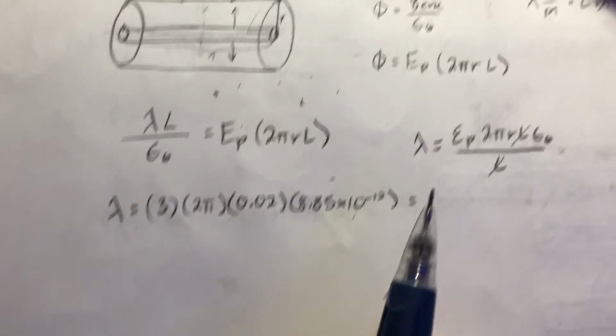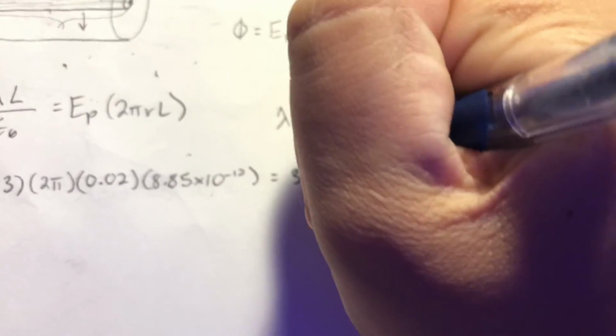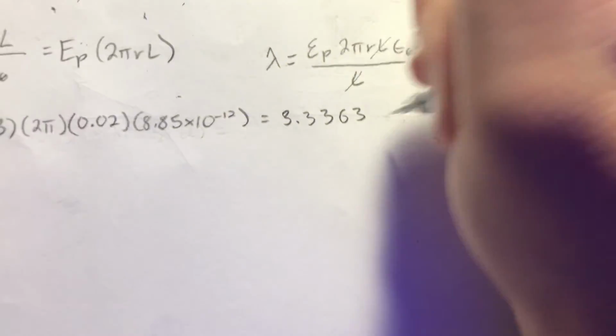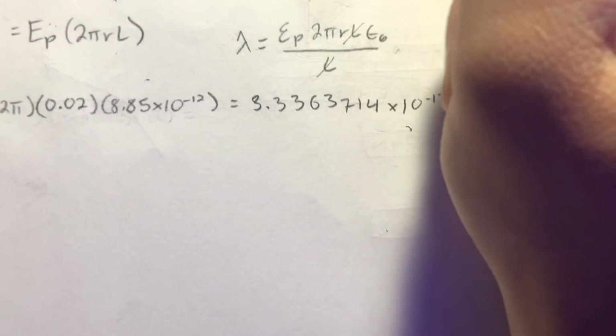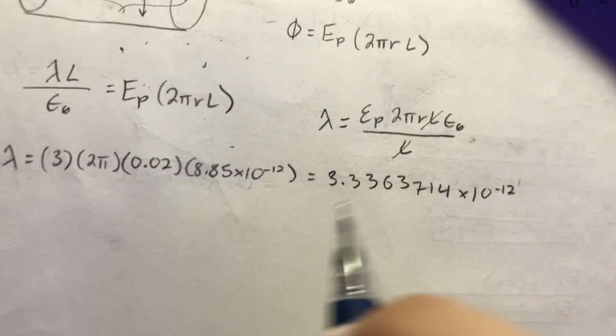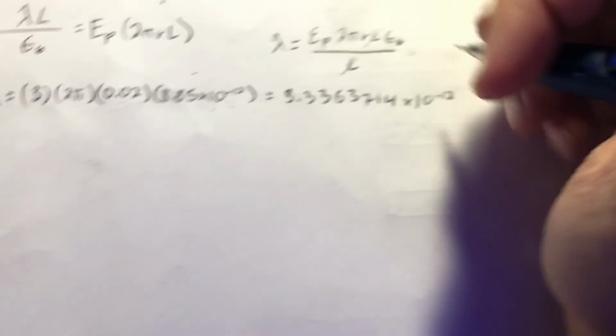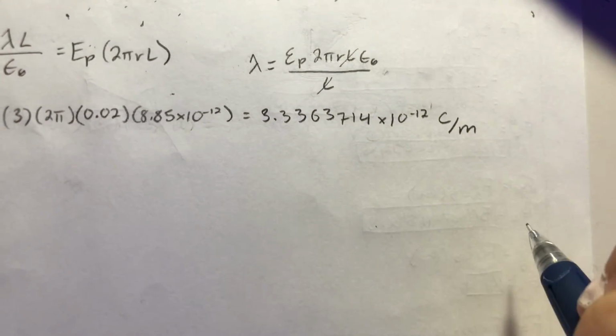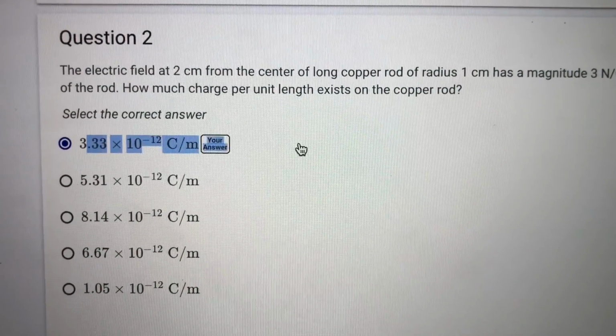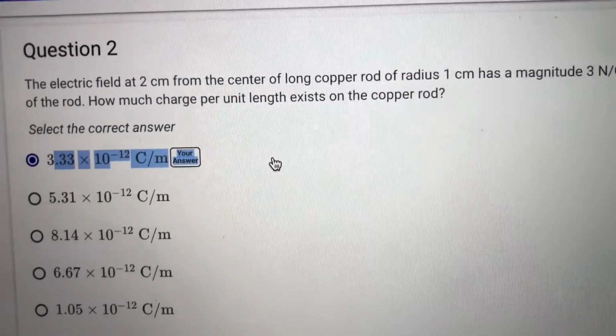When you multiply all that out, you get 3.3363714 times 10 to the negative 12. And that is your charge per unit length, so that's charge per meter, coulombs per meter. That's going to give you your answer right there, coulombs per meter.